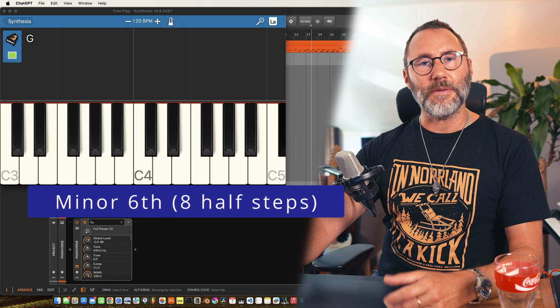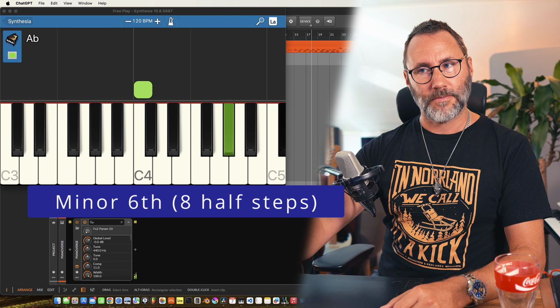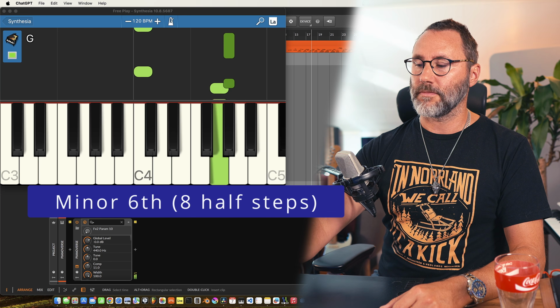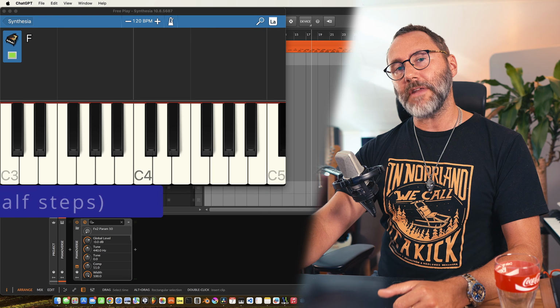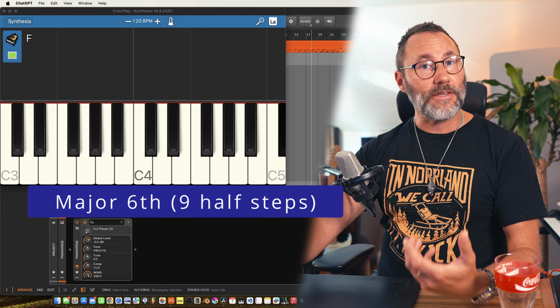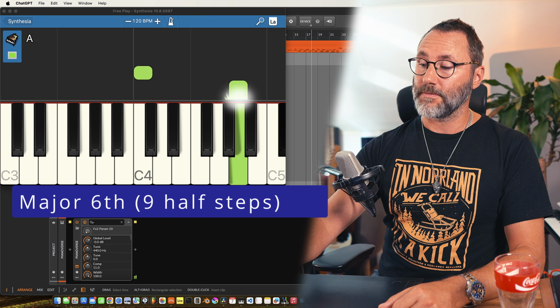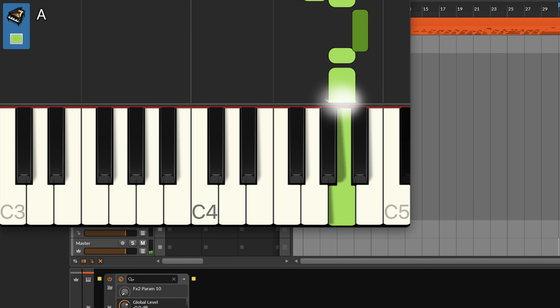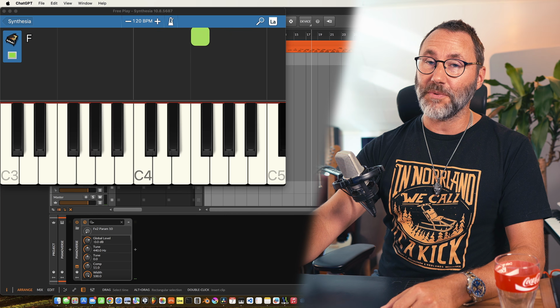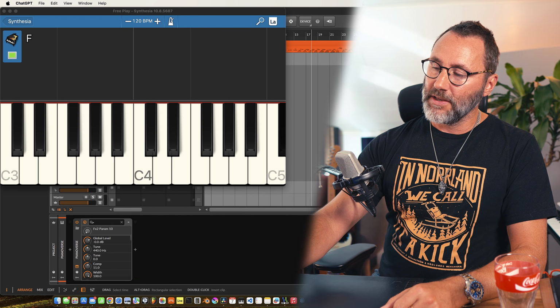The next one is called the minor sixth. So that's the tune I connect with that one. And then the next interval is called major sixth. Another tune you can connect with that interval. And of course you can write in the comments if you know these tunes that I play.